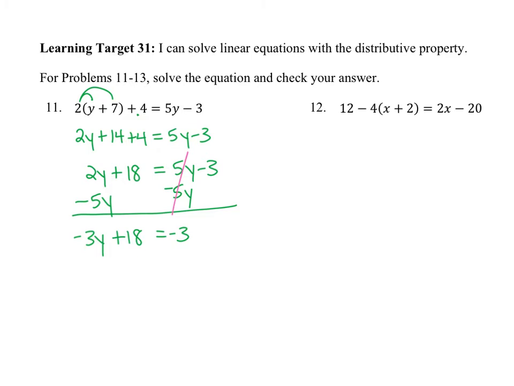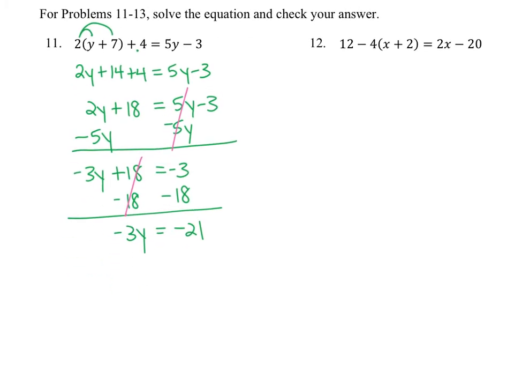Now that I have all my terms with variables on the left side, we want everything else to go on the right side. And we don't want to mess with this minus 3 because it's the only term on the right side, so just leave it alone. So I'm going to subtract 18 from both sides, and that will zero out the 18 on the left side. And then on the right side, we've got negative 3 minus 18 is negative 21 equal to, on the left side, we were left with negative 3y.